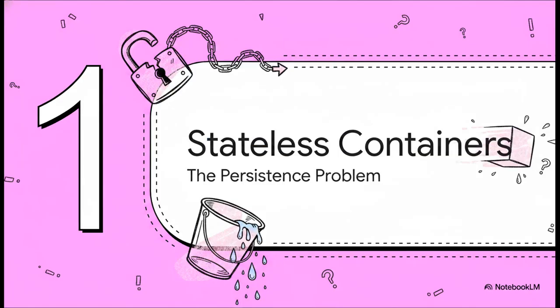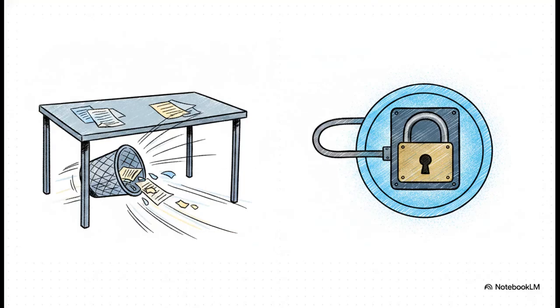All right, part one, the stateless container problem. To fully grasp the solution here, we really need to understand the intentional limitations built into that container layer. Think of that writable container layer like a hot desk at a co-working space. You can spread your work out during the day, but it gets wiped totally clean every single night.